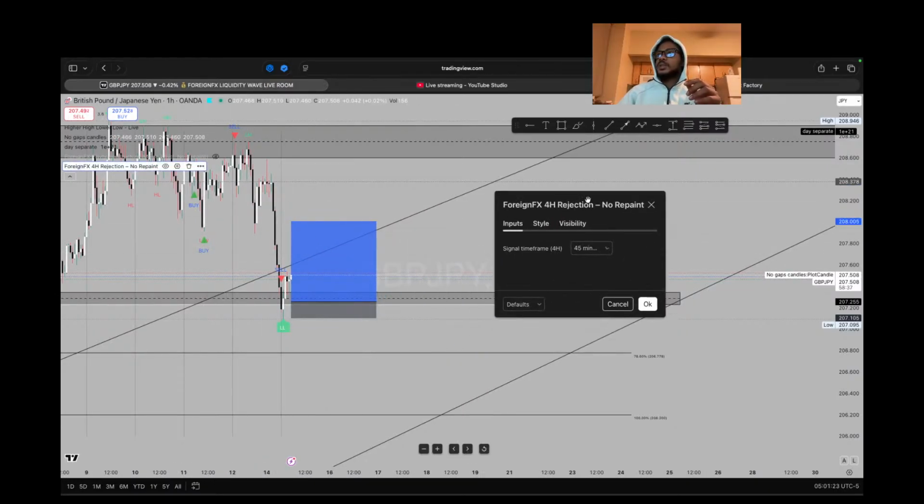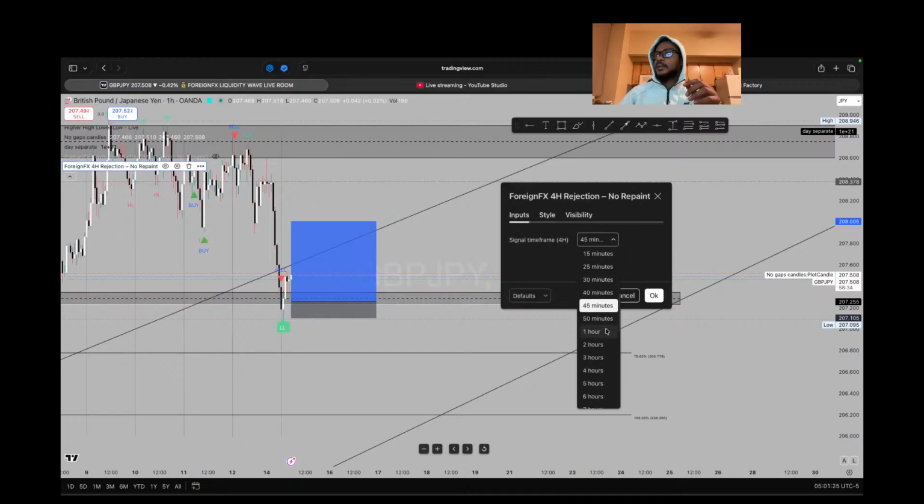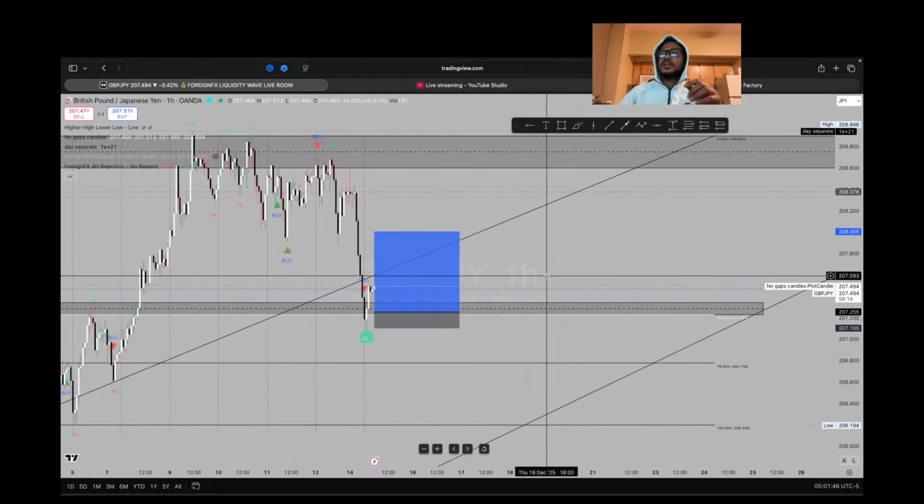So this is my personal indicator that I created. I'm checking if we had gotten any signal from it. Alright, we didn't get any signal.